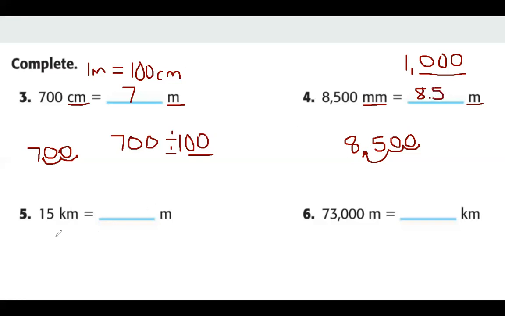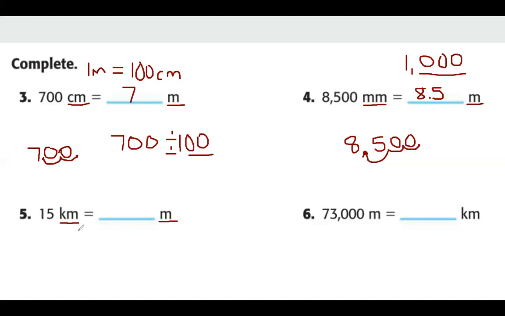Okay, let's continue on. Now we are doing 15 kilometers equals how many meters? I'm looking over at my chart. A kilometer is definitely the largest because it's the largest measurement we're working with today for metric units of length. So kilometers are the largest.